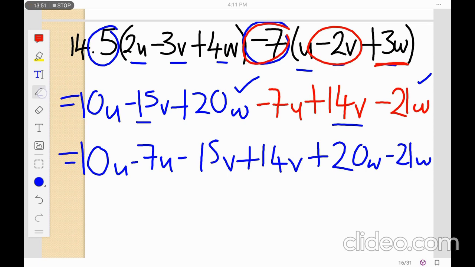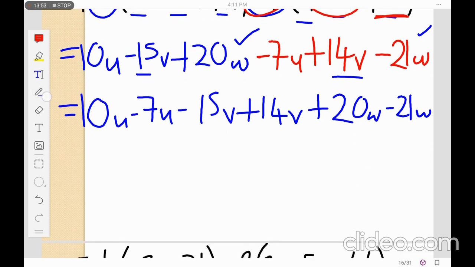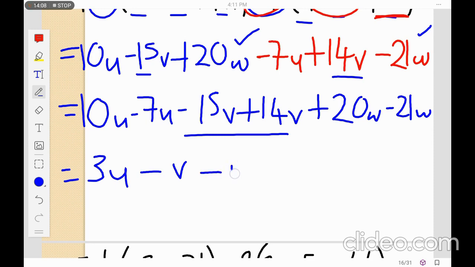Let's solve that. What do we get? We will get 10u minus 7u, we get 3u. Then minus 15v plus 14v, we get minus v. 20w minus 21w, we get minus w. So this is our final answer there.